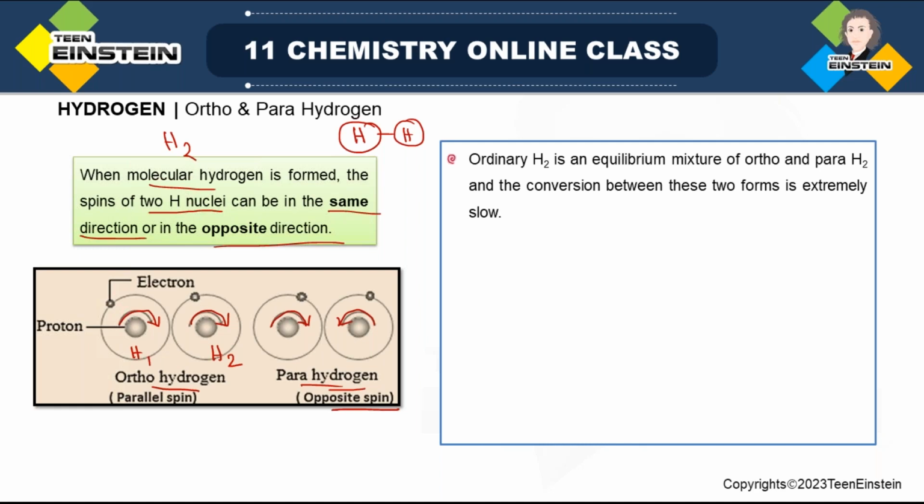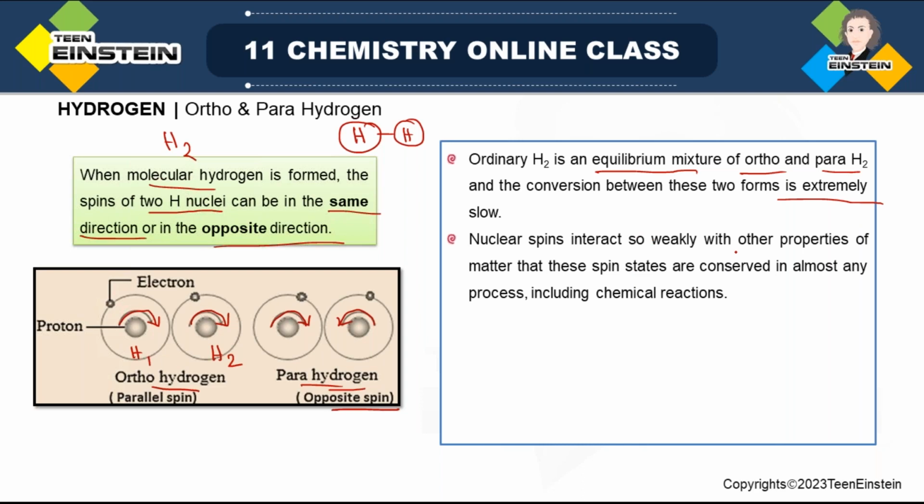Now when it is ordinary hydrogen that we deal with, suppose we are doing any reaction in the laboratory, what is the amount of these 2 forms, what is the percentage? They remain in equilibrium with each other. So there is an equilibrium mixture of both the forms, and the conversion between these 2 forms is extremely low. So you can expect that their ratio will not change with time so easily, because the conversion rate is low.